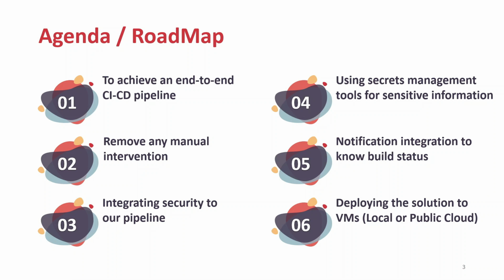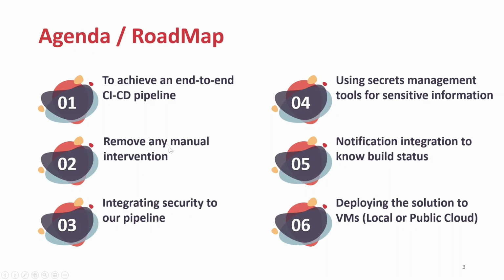As you can see on my screen, this is the agenda or roadmap for this project. The first one is we want to achieve an end-to-end CI/CD pipeline. There would be a complete project with a lot of steps, an end-to-end pipeline from code checkout to delivery. You can add this project to your resume once you are done with this.